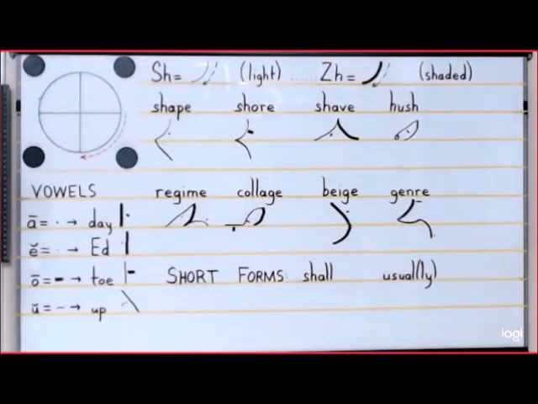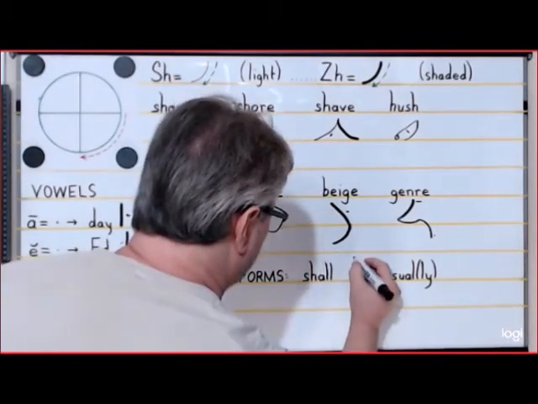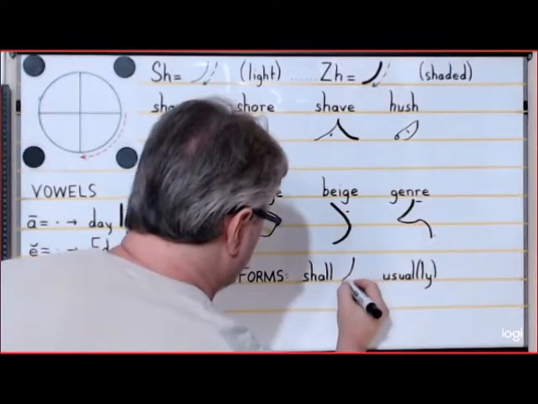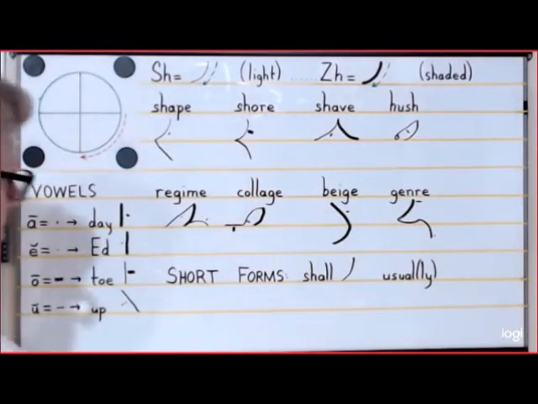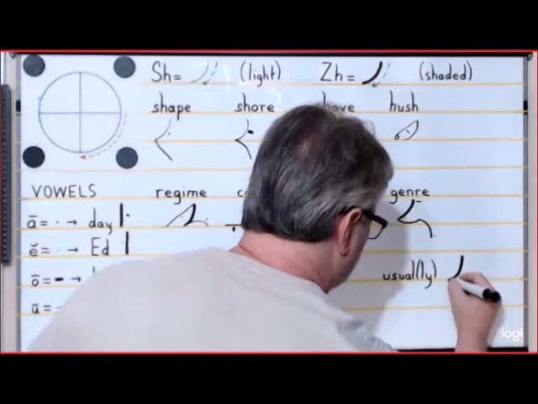Now the short forms shall and usually. Shall is simply a SH on the line, and then a ZH on the line for usual and usually.